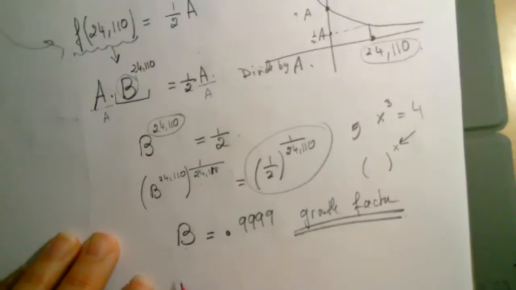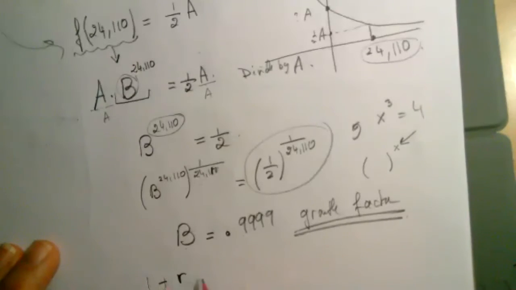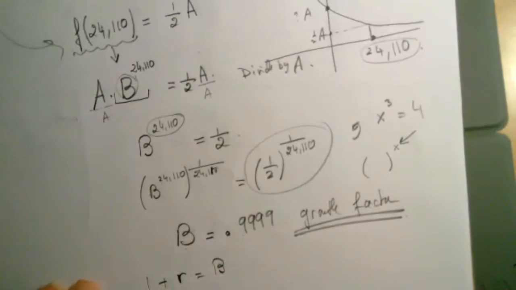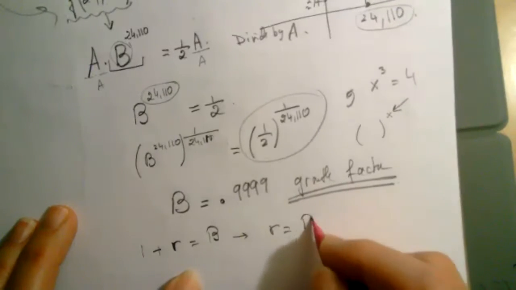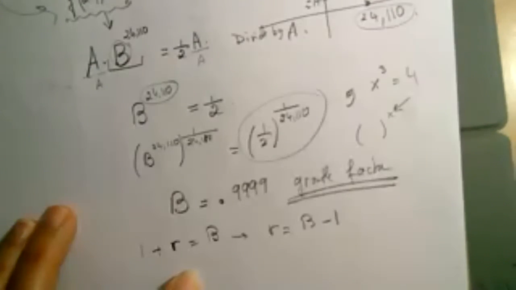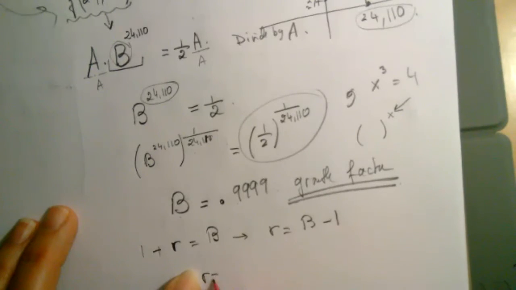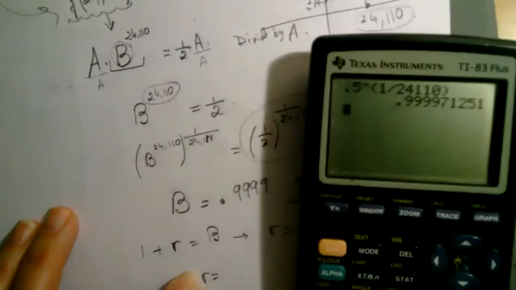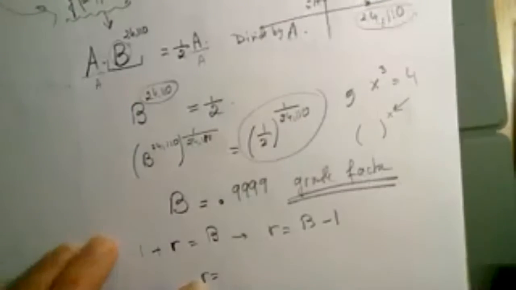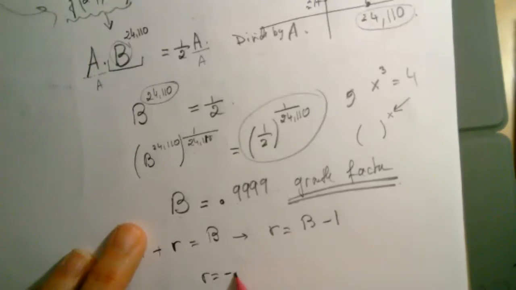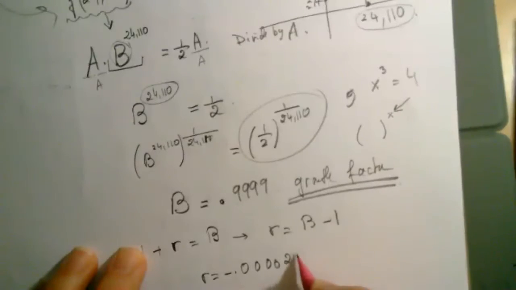Okay, now what's the rate? We know the relationship: 1 plus the rate is my B. It means the rate is always the growth factor minus 1. So that's my growth factor. I'm not going to remove it from the calculator. I'm going to take 1 away from it. And this is going to give me minus 0.0000287.